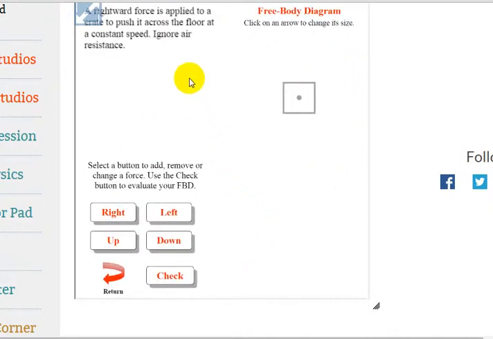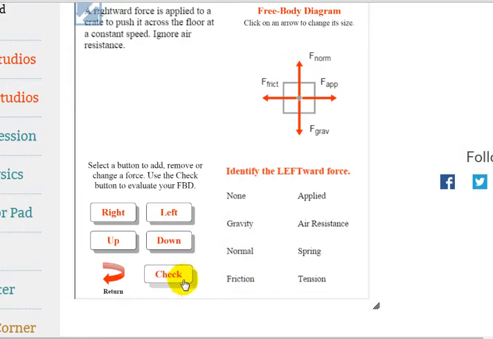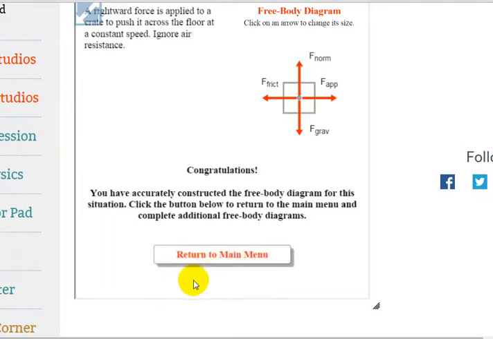Situation 8, a rightward force is applied to a crate to push it across the floor at constant speed. Ignore air resistance. So of course we have gravity, it's on the ground, so we have a normal. We're pushing it to the right, so we do have an applied force. And it's constant speed, therefore we must be counterbalancing friction. So we're not concerned how we started to move it. We're just taking a look at this scenario of it already moving, in which the applied force is equal to the friction force, balancing, and up and down are balanced as well. So that's the scenario there.